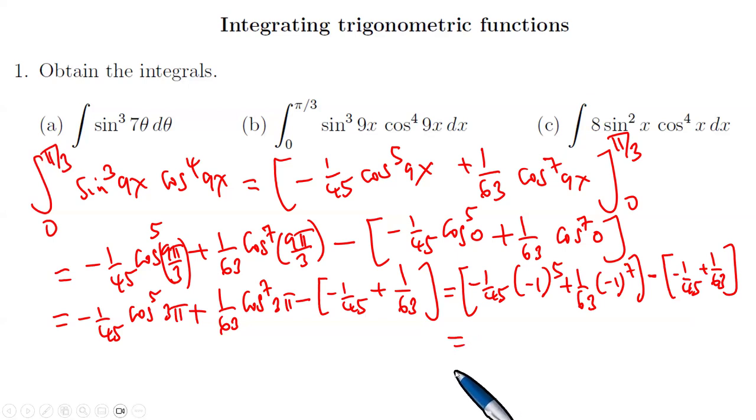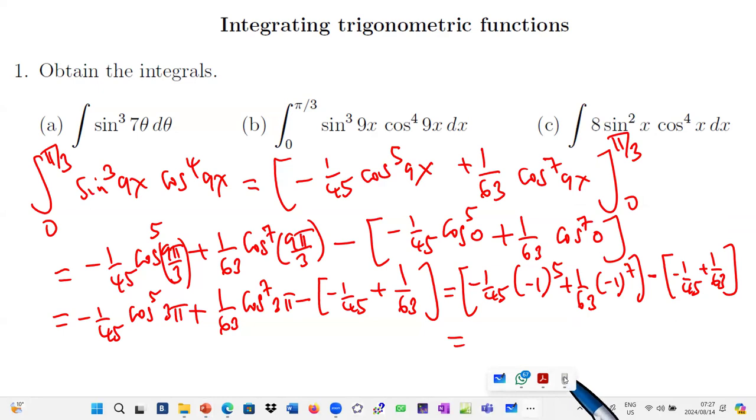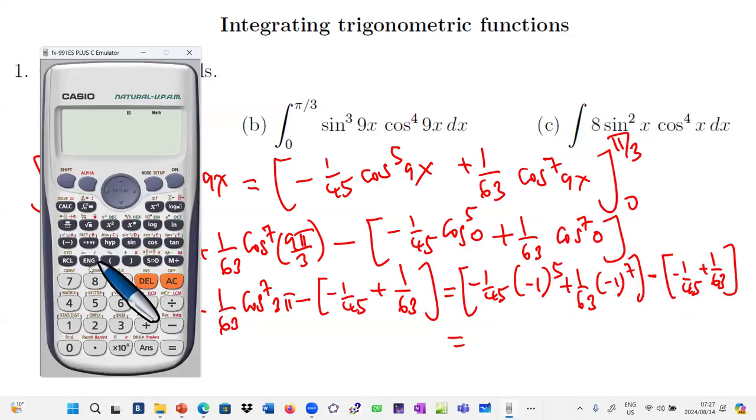We use our calculator to get the results. Let's launch our calculator and get the result. So we have negative 1 out of 45. Okay, I had lost you there, my sincerest apologies. So you have a negative 1, which you raise to the fifth power, plus 1 out of 63, which is exactly negative 1 to the seventh power.